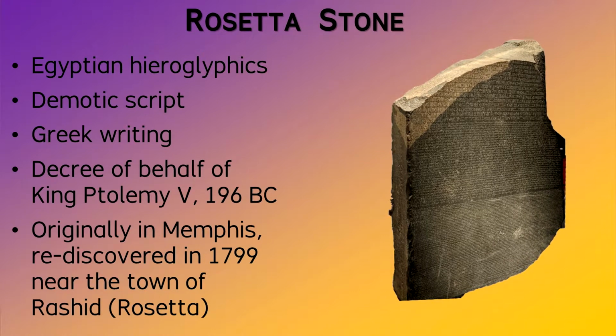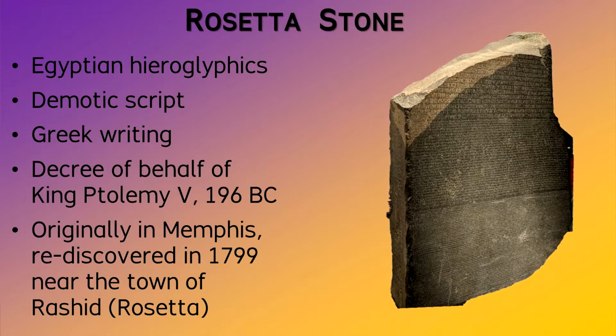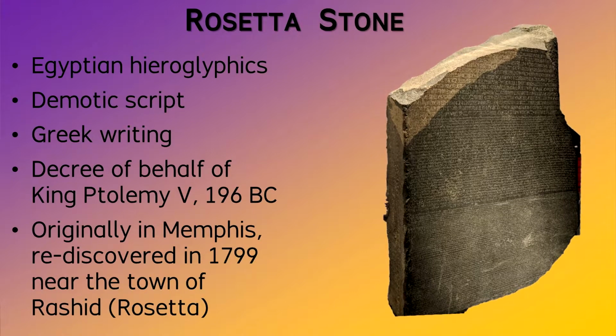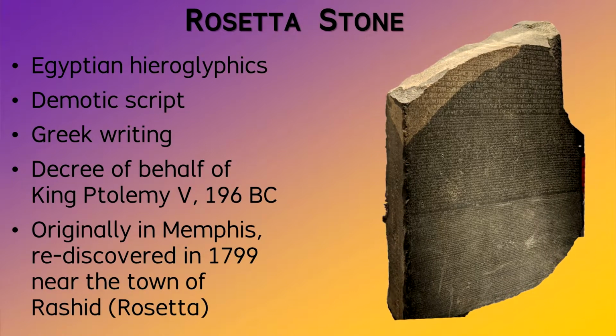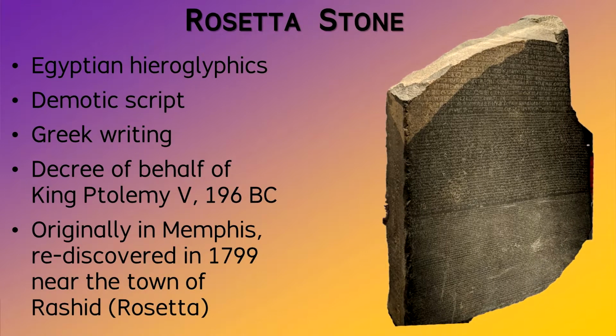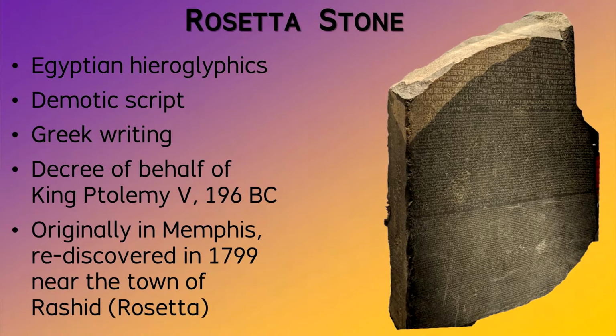The stone originally was in Memphis, probably in a temple. Much later, in 1799, it was rediscovered among the building material for the construction of a fort near the town of Rashid, also known as Rosetta. At that time, Egyptian hieroglyphics had not been used for several centuries, and many aspects of hieroglyphics had become questionable, debatable, or mysterious.